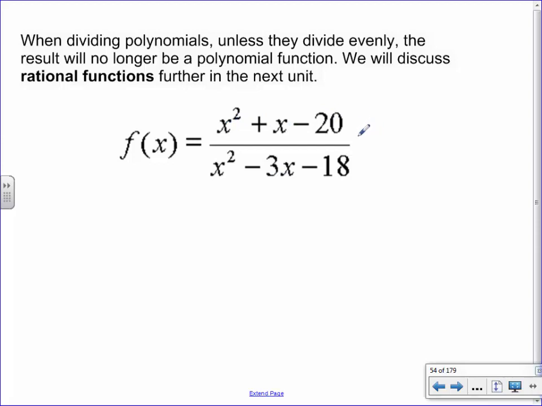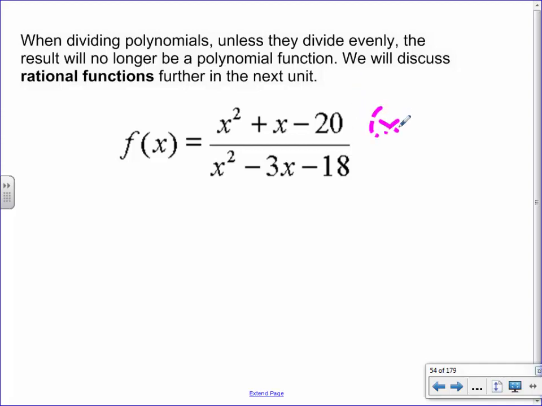Rational means that it's still in fractional form. Polynomial means that it actually did divide nicely. Should I say that one more time? A rational function is what we're going to do later, and rationals mean they didn't divide nicely. Polynomial means they did divide nicely. They just have holes in them.